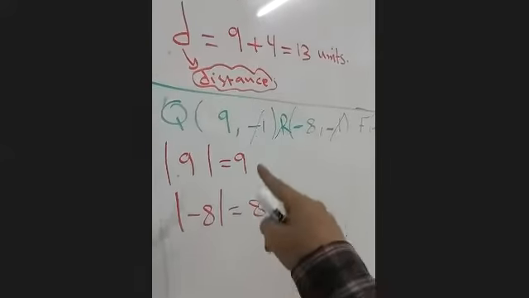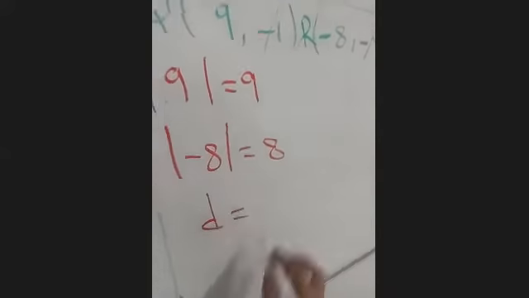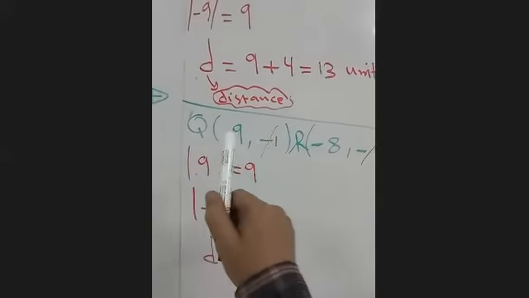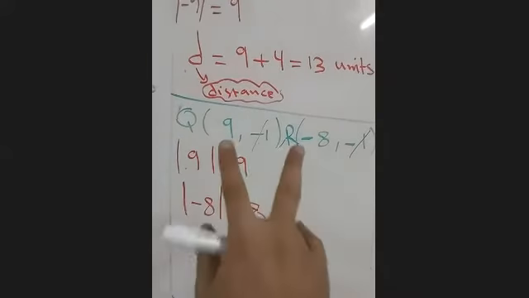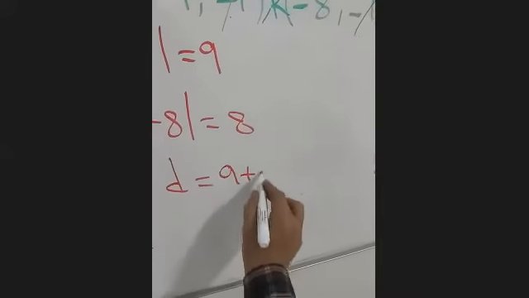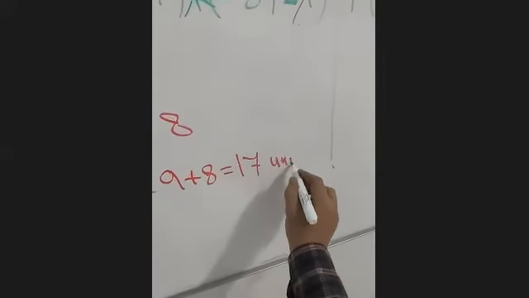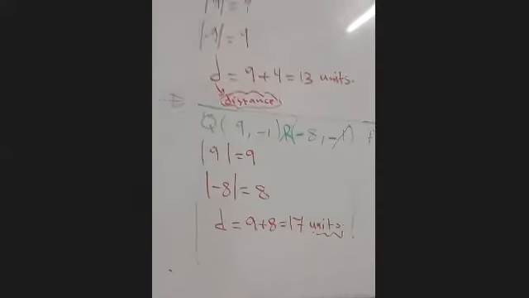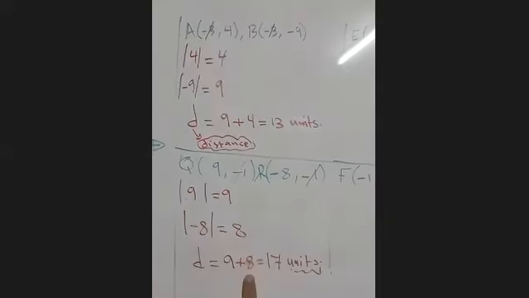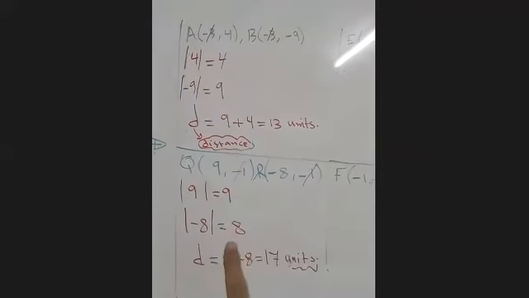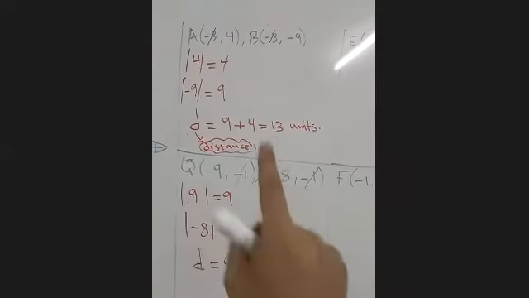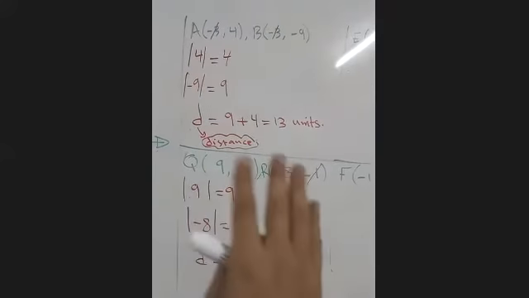After you find the absolute values, you prepare them. The distance equal, D equal. Now take a look at the sign of the 9 and the sign of the 8. They are different signs. One is positive and the other is negative. In this case, we add the absolute values. It will be 9 plus 8, which is 17 units. So these two examples are similar. In both examples, we add the absolute values of the different numbers, okay? Why do we add? Because the different numbers have different signs. One is positive, one is negative.